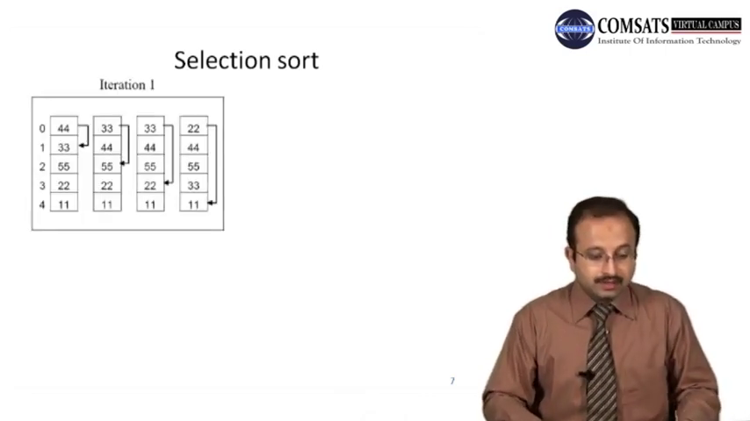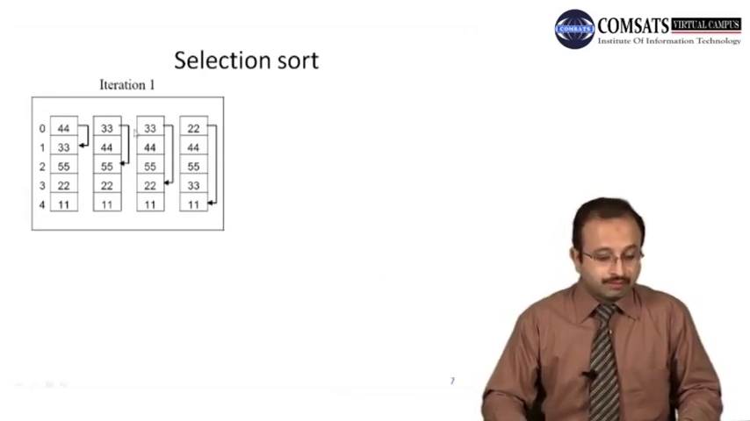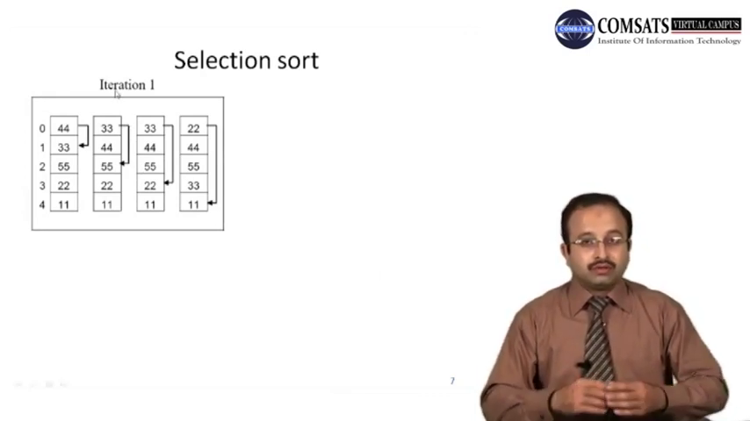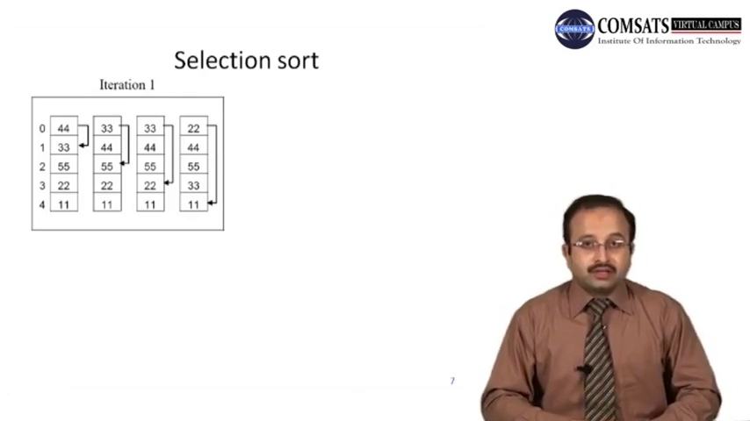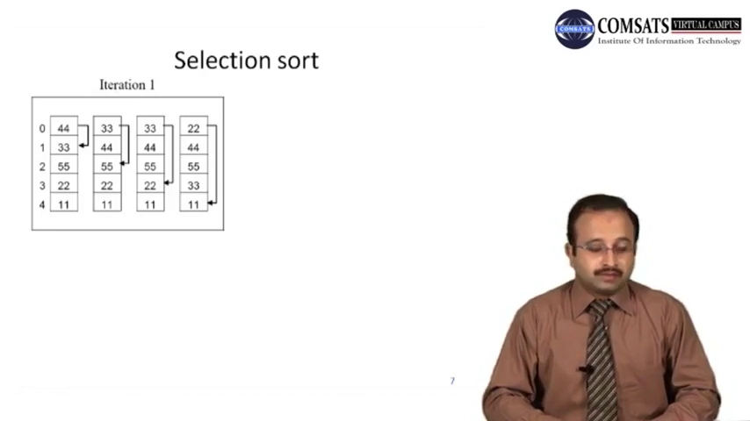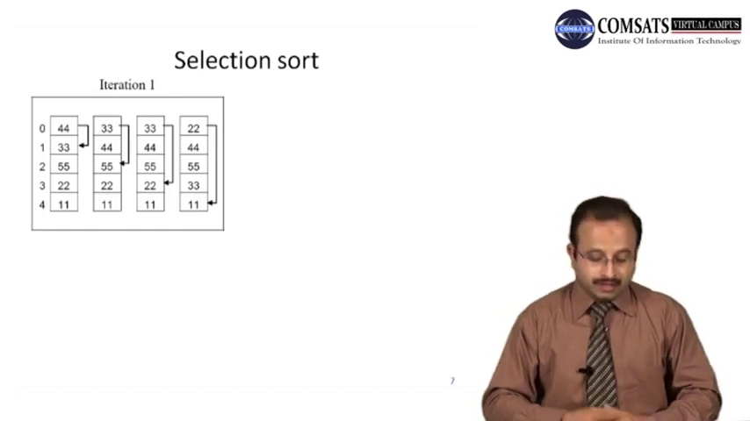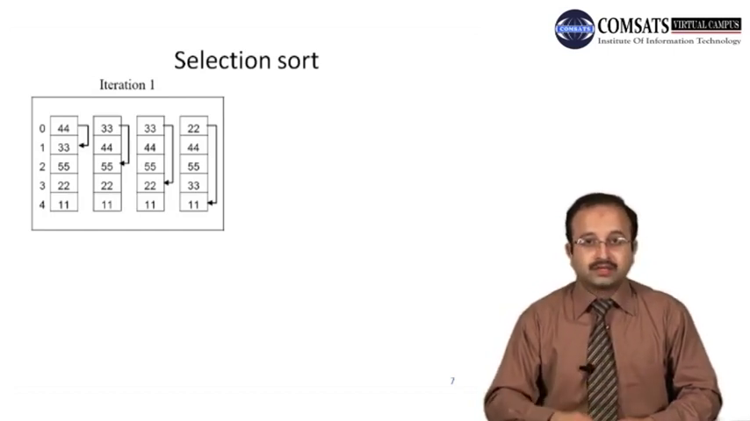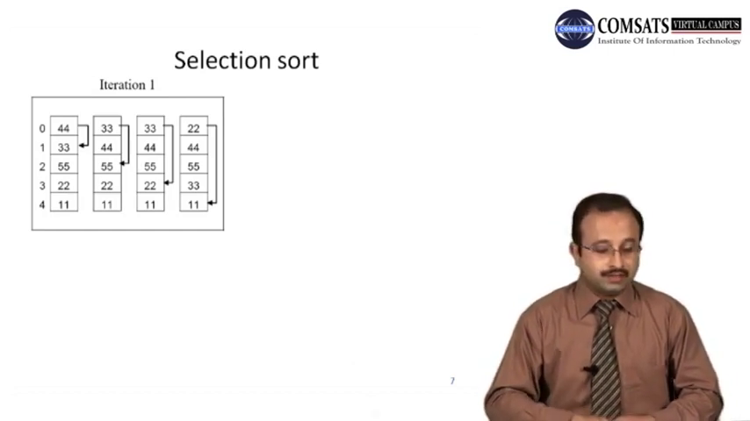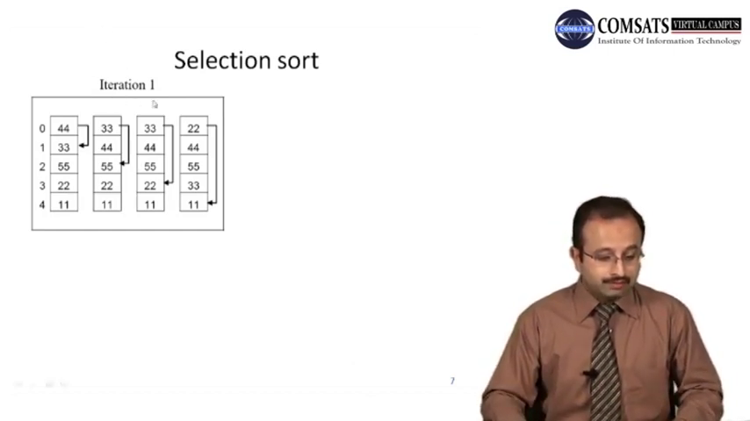So it contains some number of iterations. This is the first iteration. If you remember the loop lecture in which we studied loops, I showed you what an iteration is. An iteration is one complete execution cycle of the loop, right? So this is the first iteration. This is an array: 0th index, 1st, 2nd, 3rd and 4th. So it is a 5-element array: 44, 33, 55, 22 and 11.